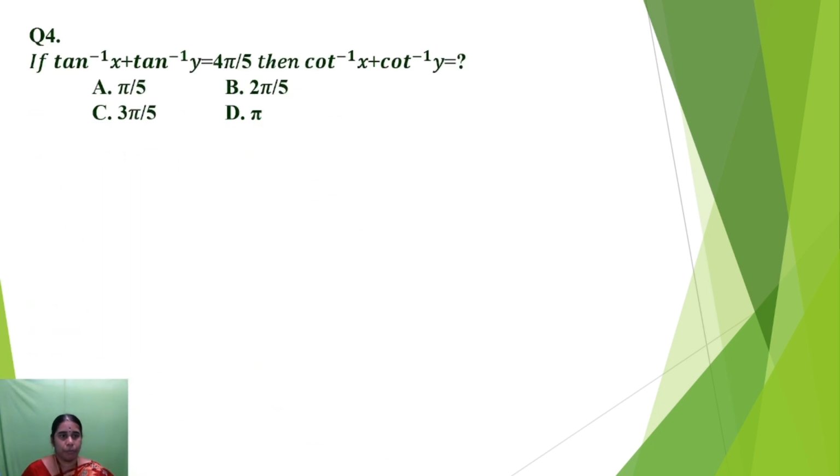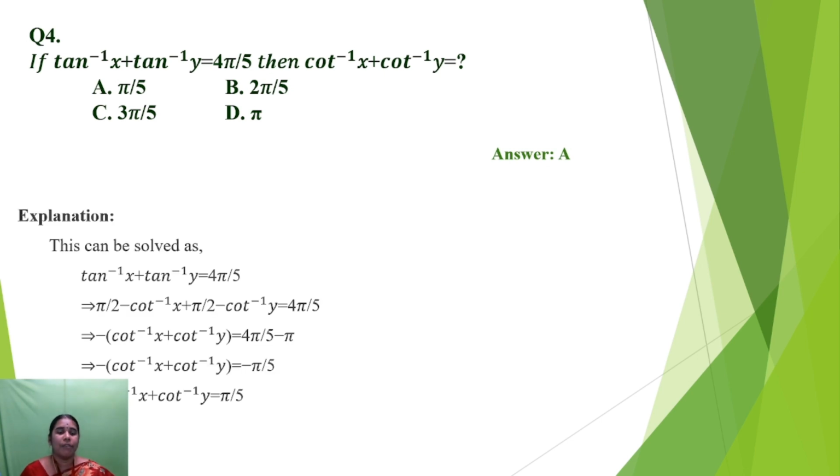Next question, question number 4. They have given in terms of tan inverse and are asking in terms of cot inverse. Tan inverse of x plus tan inverse of y is equal to 4 pi by 5. Then calculate cot inverse of x plus cot inverse of y. So we have to convert tan to cot. The answer is in option A.